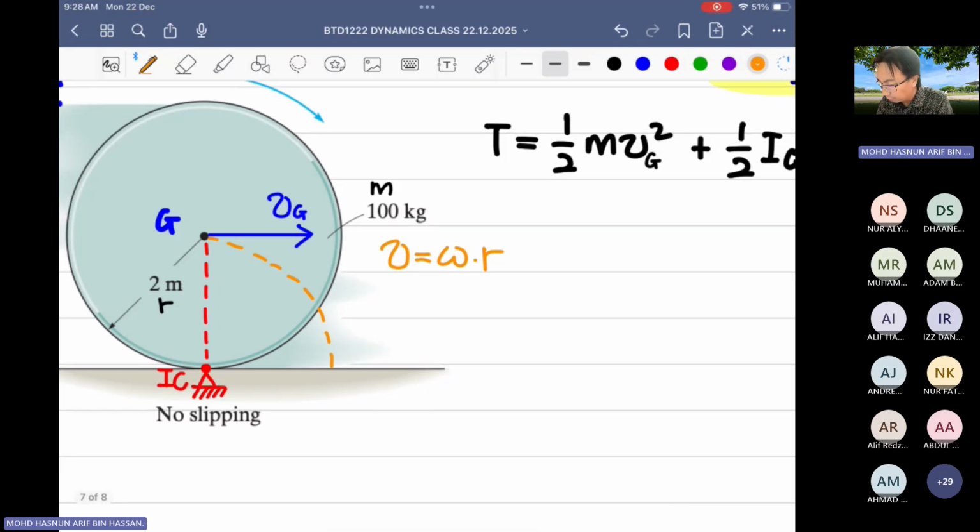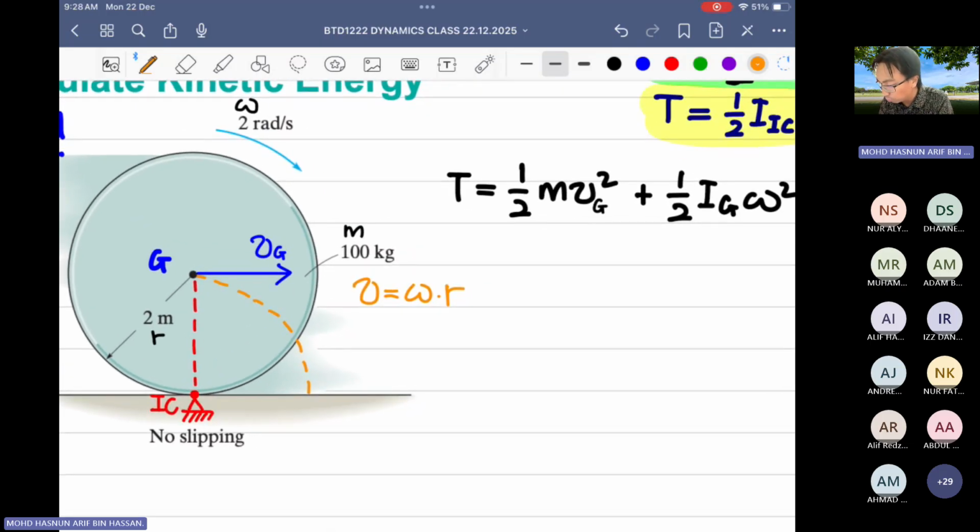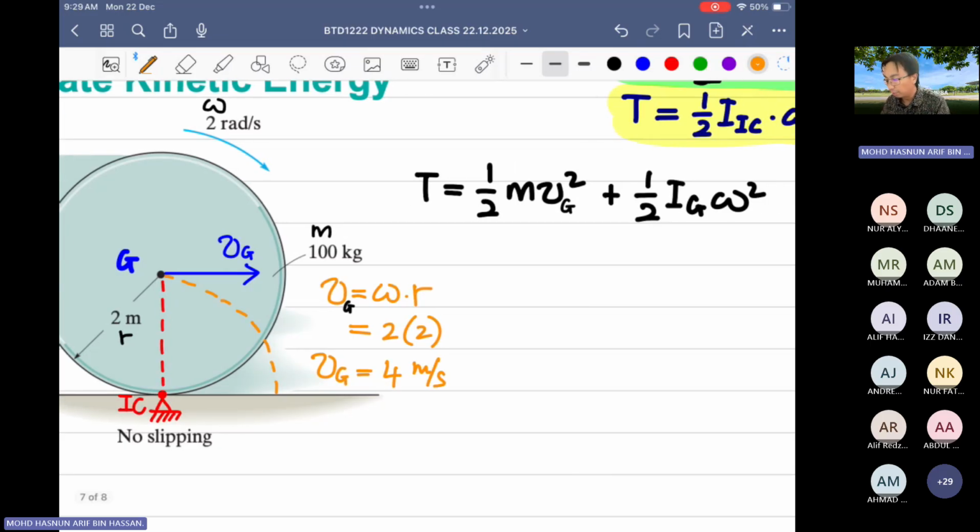Now omega is given as 2, so we can find V, which is Vg in this case. Omega is 2 radian per second and R is 2 meter. Therefore Vg is equal to 4 meter per second. So now we have the value of Vg.